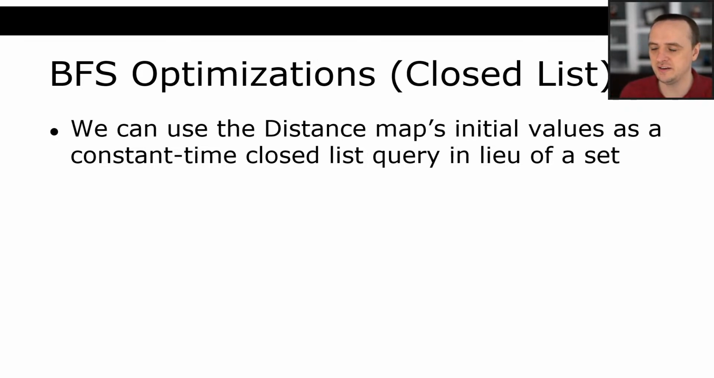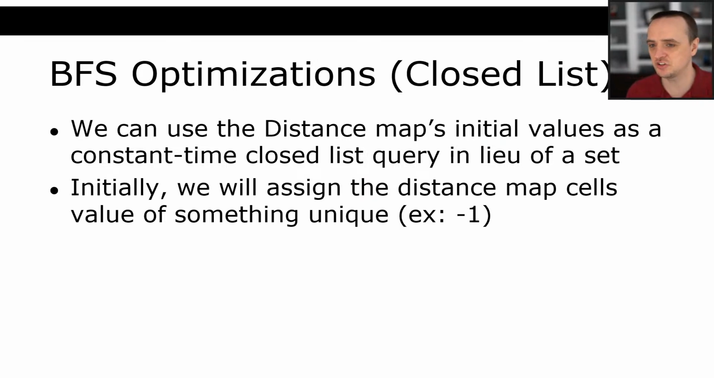You do not need a separate closed list for this assignment. Why? Because we can use the distance map's initial values as a constant time closed list query in lieu of a set, right? So watch this. Initially, we're going to assign the distance map cells a value like -1, for example. So the distance map is going to be all -1s.